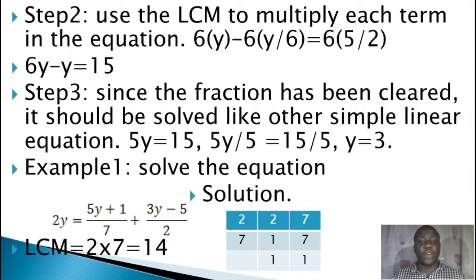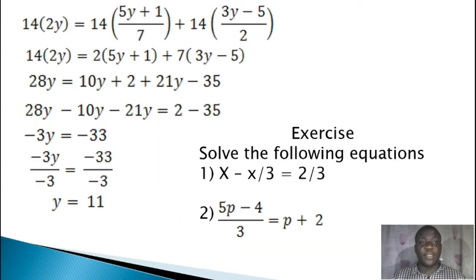Solve the equation 2y is equal to (5y plus 1) all over 7 plus (3y minus 5) all over 2. In this case, the denominators are 7 and 2. Looking for the LCM of the denominators, we have 14. We use the 14 to multiply each term, which is 14 open bracket 2y close bracket equal to 14 open bracket (5y plus 1) all over 7 close bracket plus 14 open bracket (3y minus 5) all over 2 close bracket.